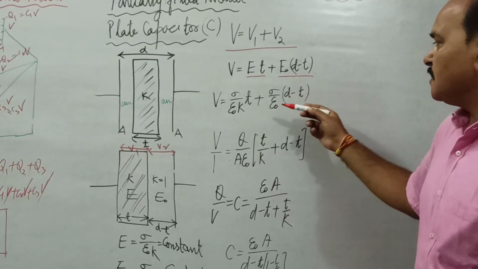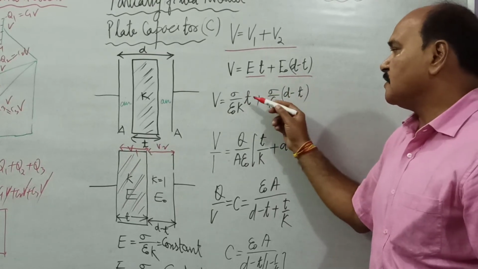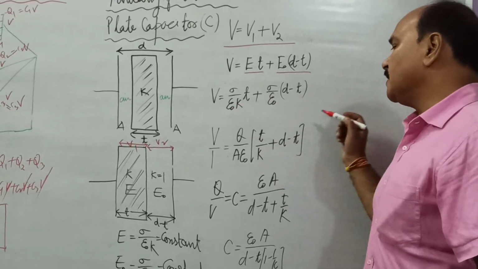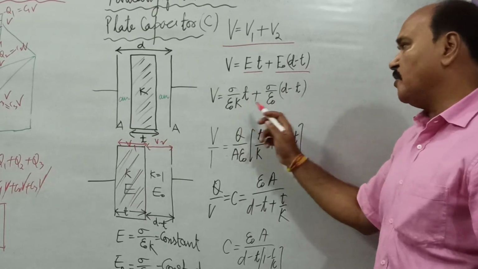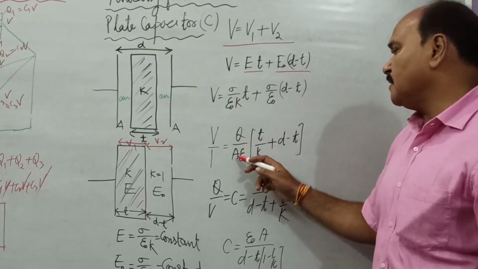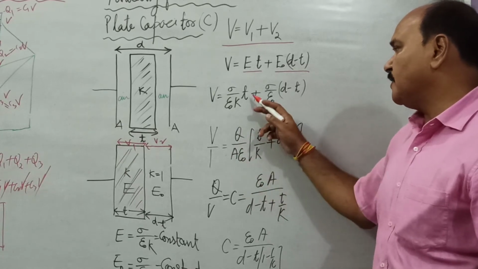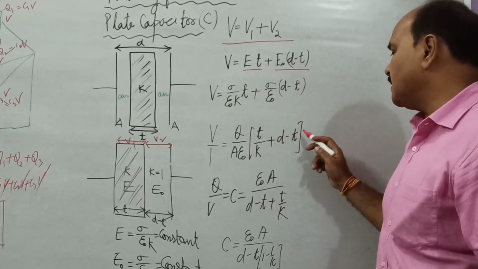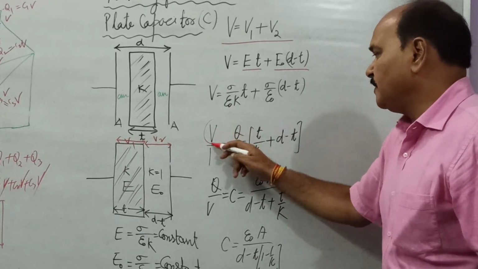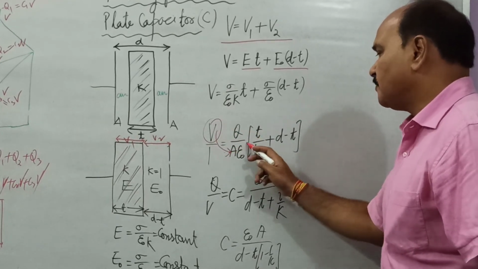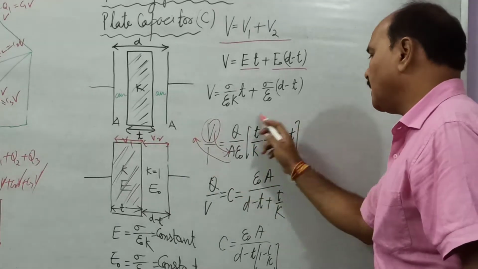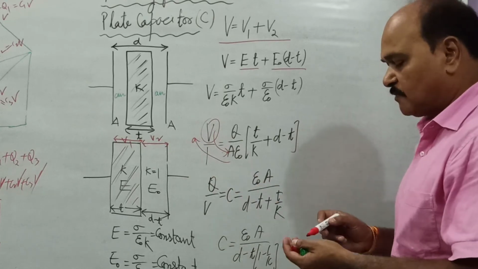Well, sigma is Q upon A. So we write for sigma Q upon A, and take epsilon naught common. Sigma upon epsilon naught is taken as common, and for sigma we write Q upon A. So Q upon A epsilon naught, in the bracket we get t upon K plus d minus t. Now if we change the side of V from here to here, we have to change all these sides. This has to go up, and this will have to come down.